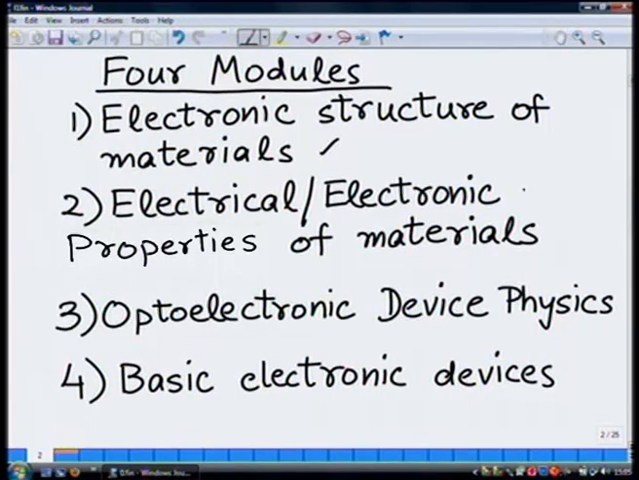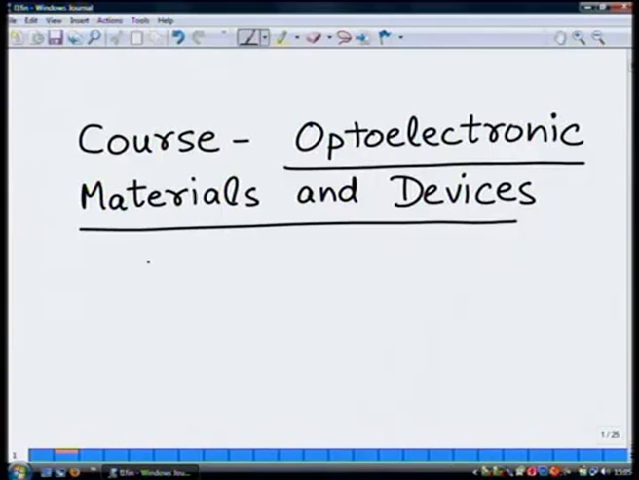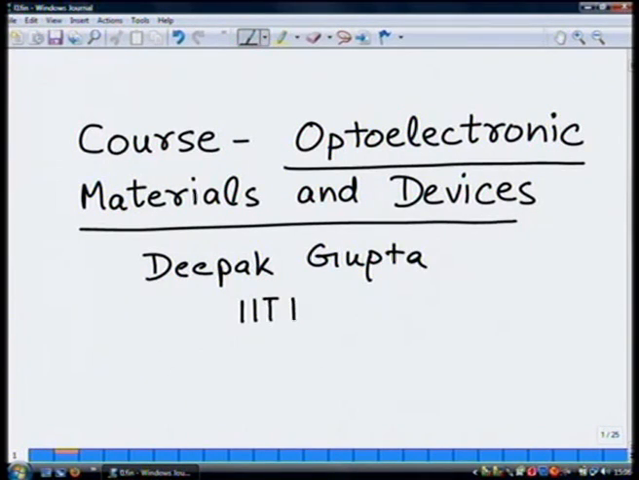And then after electronic structure of materials, we will go on to electrical and electronic properties of materials, about 10 lectures again, then optoelectronic device physics and basic electronic devices. I will be covering these 2 modules, about 20 lectures, and Dr. Monica Katiyar will be taking care of the other 2 modules. Who am I? My name is Deepak Gupta. I am at IIT Kanpur in the Department of Material Science and Engineering.